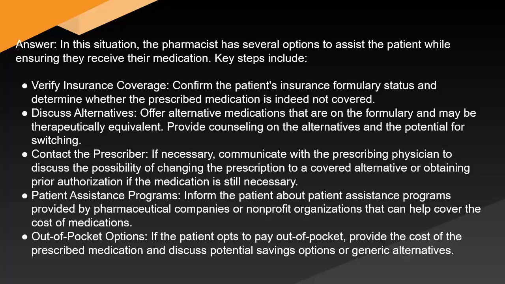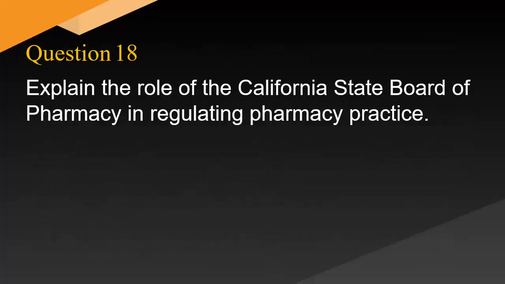Patient assistance programs. Inform the patient about patient assistance programs provided by pharmaceutical companies or non-profit organizations that can help cover the cost of medications. Out-of-pocket options. If the patient opts to pay out of pocket, provide the cost of the prescribed medication and discuss potential savings options or generic alternatives. Explain the role of the California State Board of Pharmacy in regulating pharmacy practice.